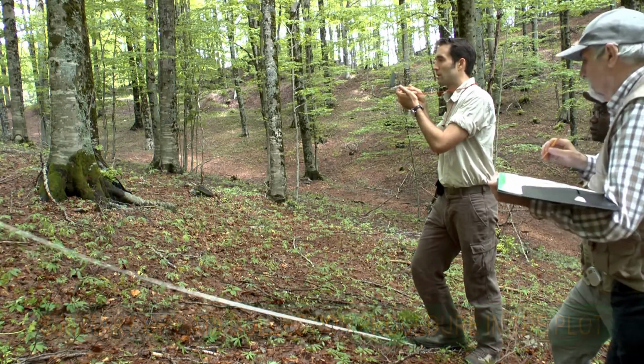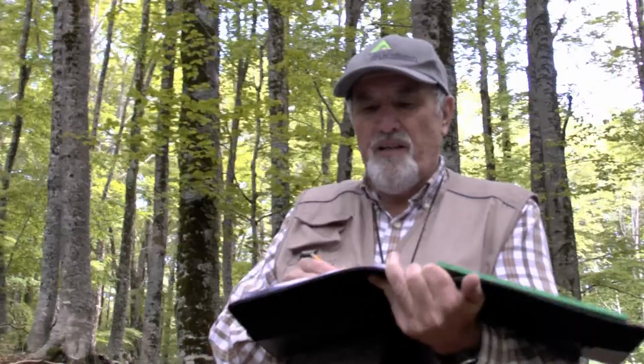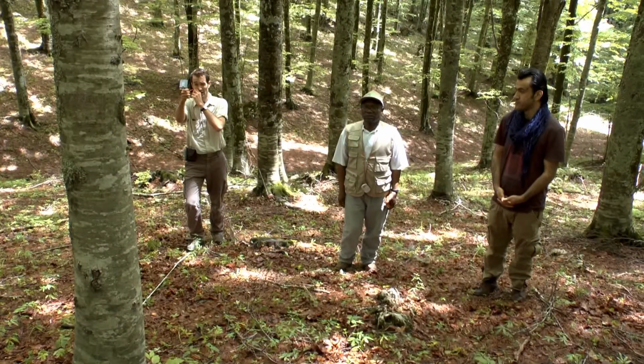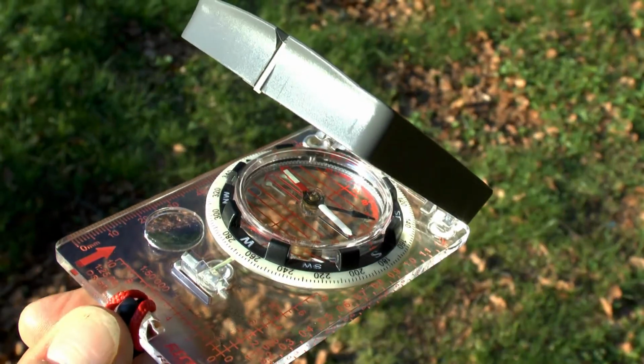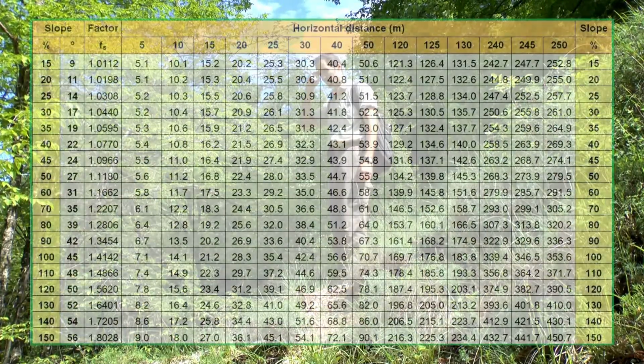Data collection starts at the plot starting point and continues in a predefined direction along the plot central axis with the help of a compass and a long measuring tape. To obtain accurate measurements of horizontal distances, it's necessary to correct distances for slope using the slope correction table.